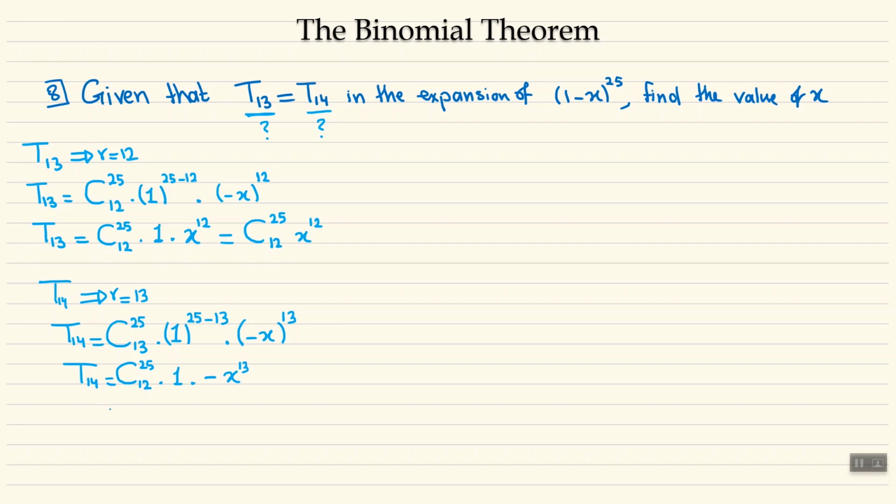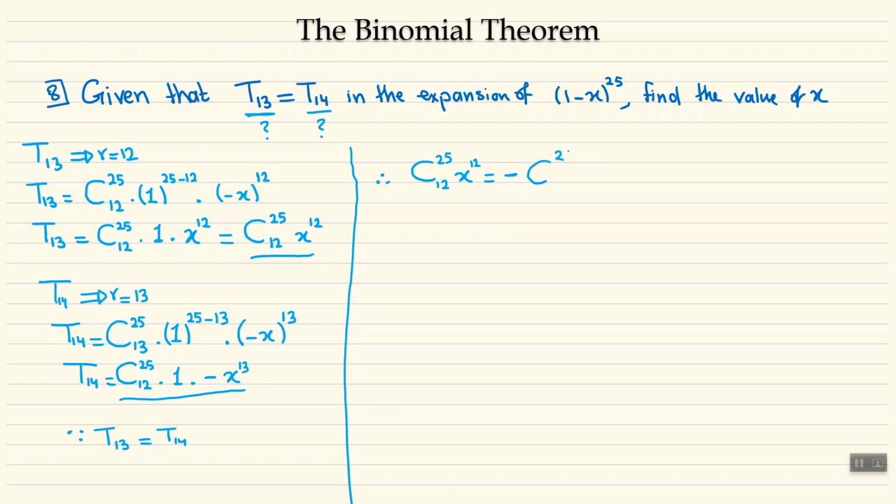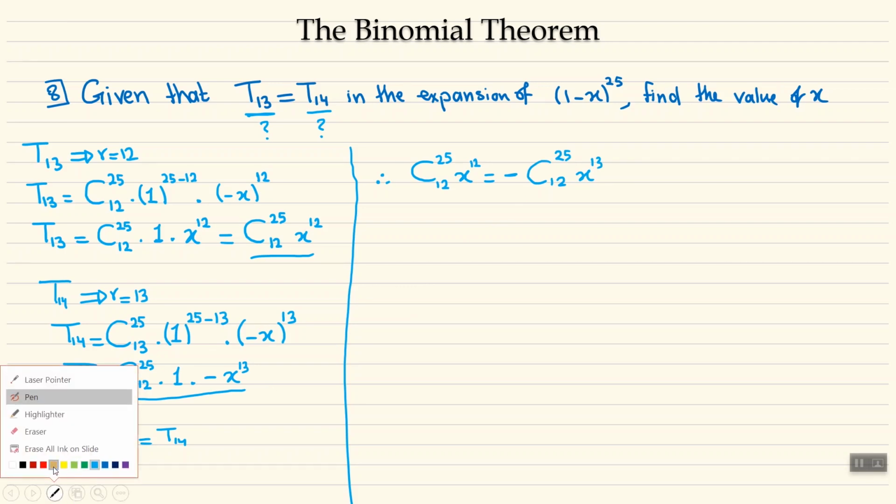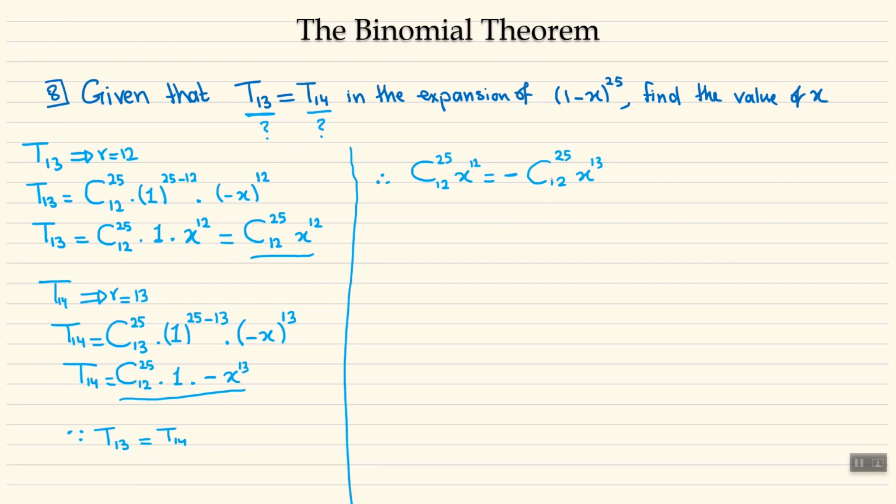Now what do you do? Now, because T13 equals T14, because they're equal to each other, therefore T13 is this one, so combination 25, 12, x to the power of 12 equals minus this one, which is minus combination 25, 12, x to the power of 13. Now what can we do? We'll do something here, which is this combination and this combination that we have been avoiding to expand is the same, so we can cancel it from both sides. Divide by combination 25, 12, we cancel from both sides.